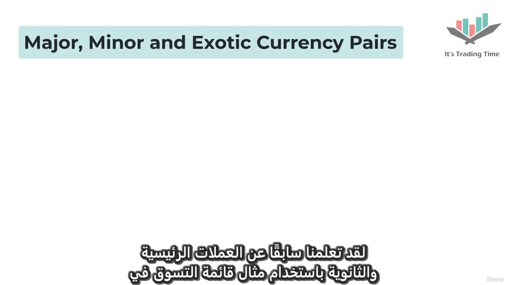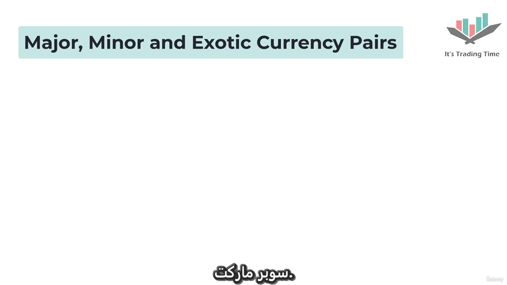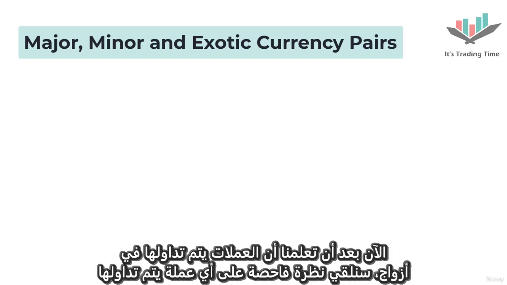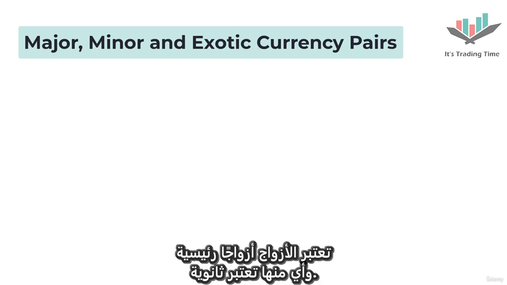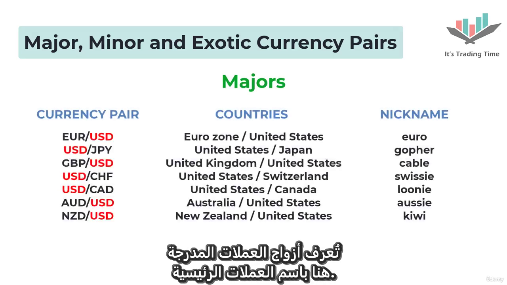Previously, we learned about major and minor currencies using the example of a shopping list at the supermarket. Now that we have learned that currencies are traded in pairs, we will take a closer look at which currency pairs are considered majors and which ones are minors. The currency pairs listed here are known as the majors.